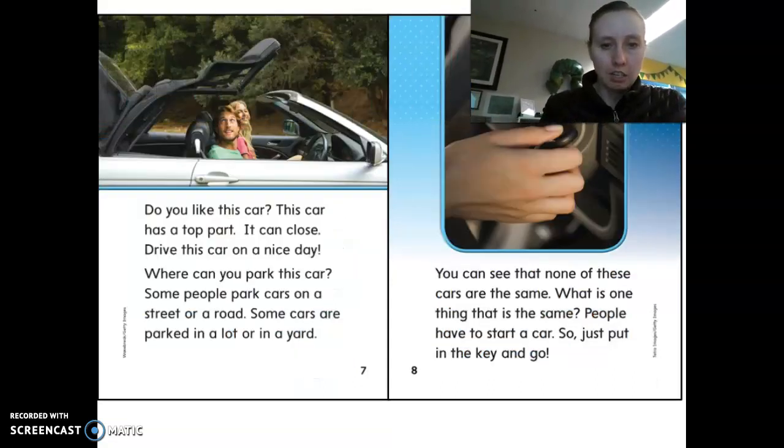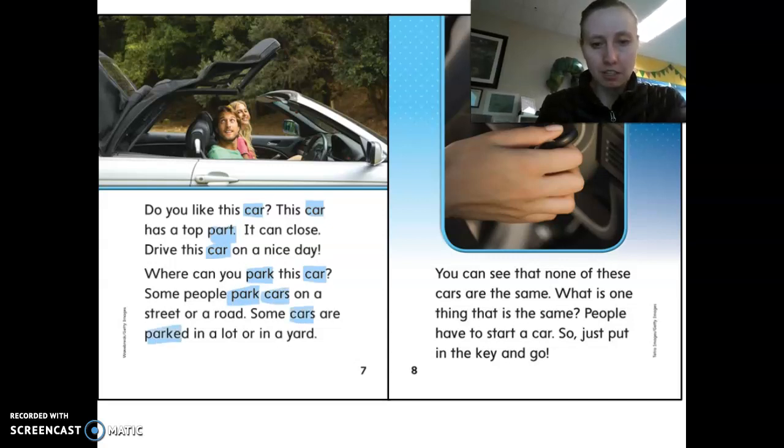Okay. So your turn first. Oh, let's look for R. Car, part, park, cars, parked, yard. Okay, your turn first. Ready? Begin.